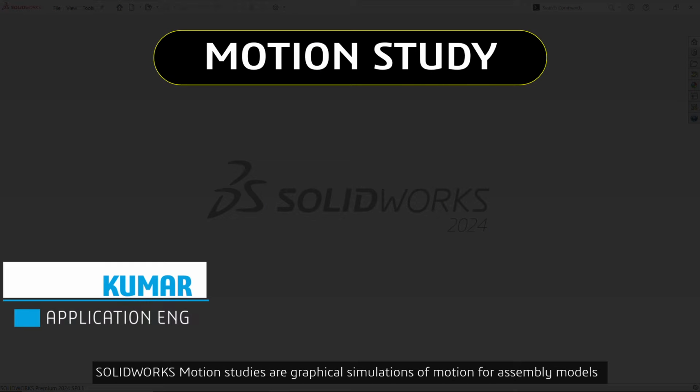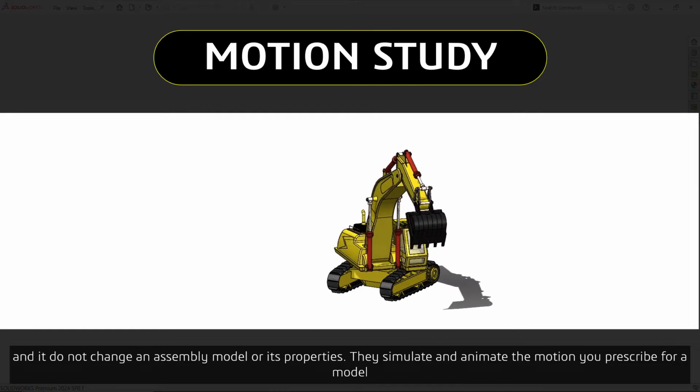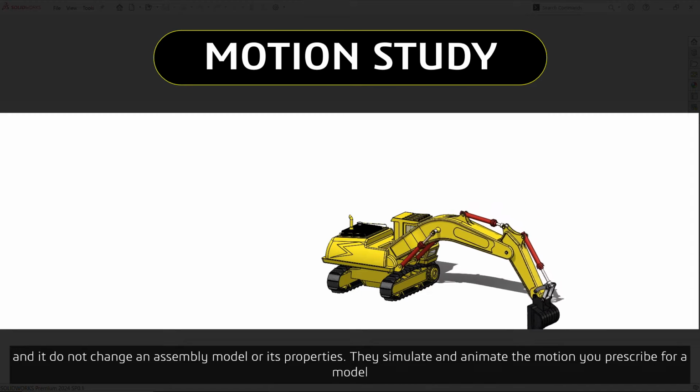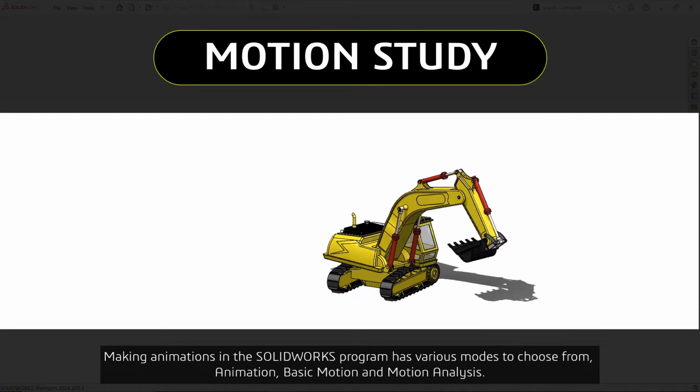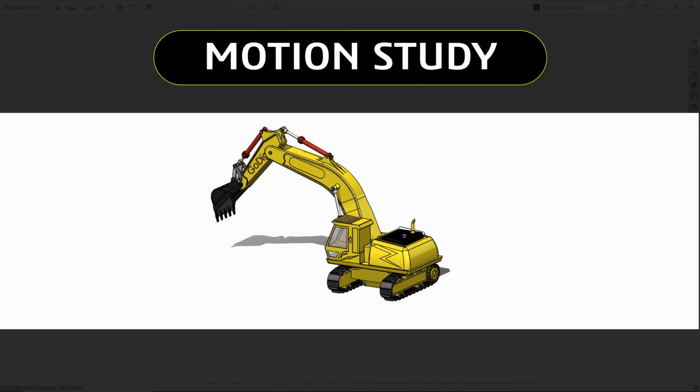SOLIDWORKS motion studies are graphical simulations of motion for assembly models. They do not change an assembly model or its properties. They simulate and animate the motion you prescribe for a model. Making animations in the SOLIDWORKS program has various modes to choose from: animation, basic motion and motion analysis.